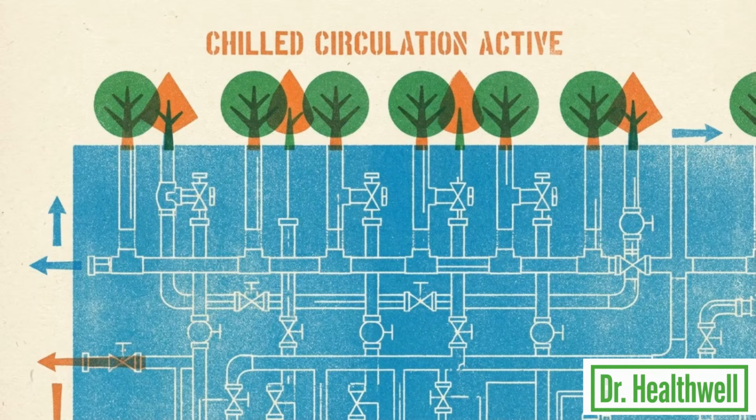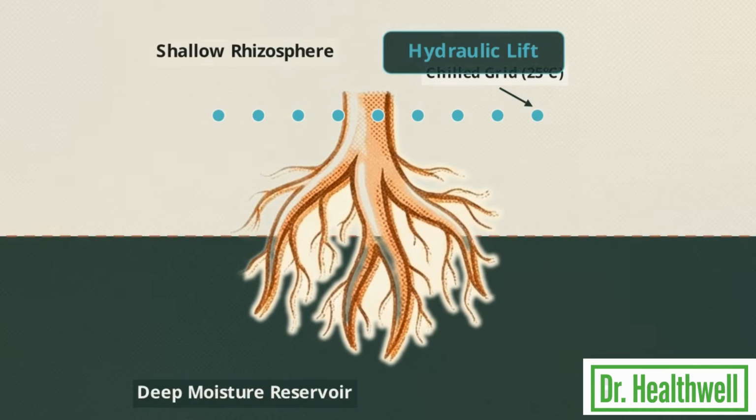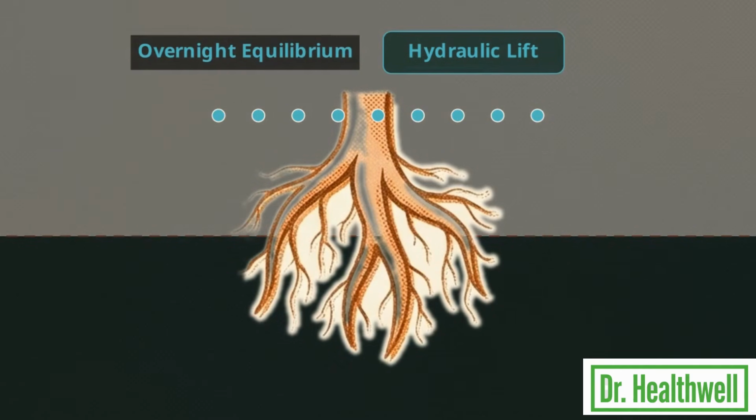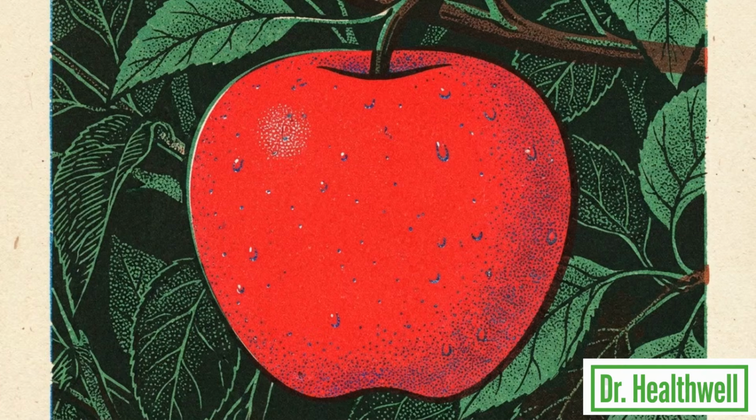Engineers bury subsoil pipes to circulate chilled water, locking the root zone at a comfortable 25 degrees Celsius. This diagram shows a cross-section of the chilled root zone. Keeping the roots cool preserves a process called hydraulic lift. This allows the plant to act as its own pump, drawing deep moisture up to rehydrate the shallow soil layers overnight. By synchronizing overhead humidity spikes with precise subterranean cooling, growers weaponize the plant's own biology. They keep the internal hydraulic pump running at maximum efficiency.